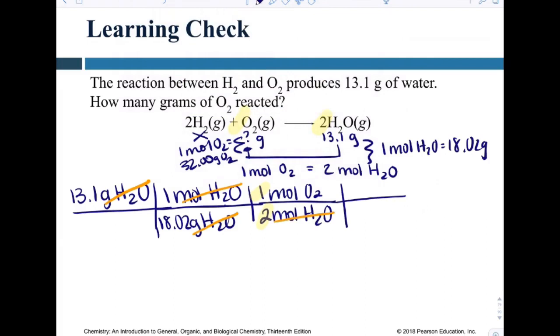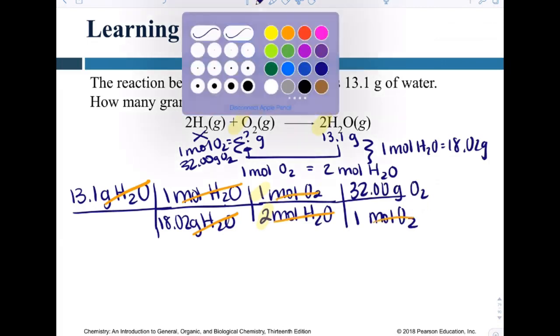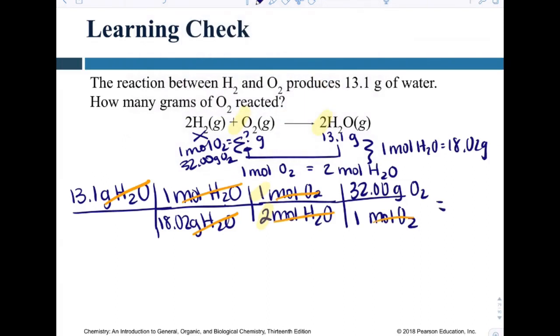I don't want moles of oxygen, I want grams of oxygen. So moles of oxygen have to go away. 1 mole of oxygen is equal to 32.00 grams of oxygen. My moles of oxygen will cancel, leaving me with grams of oxygen as my final unit. And I can do the math now. So I can set up 13.1 divided by 18.02, divided by 2 times 32, and we get, with 3 sig figs, 11.6 grams of O2, oxygen.